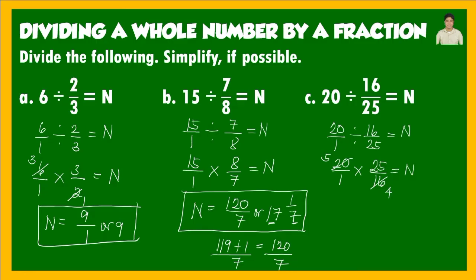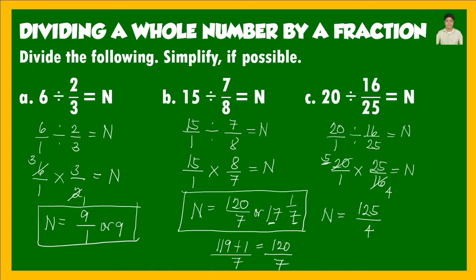So, we'll just multiply the remaining factors. So, 5 times 25 will have 125, all over the product of 1 and 4, which is 4. Now, we have n is equal to 125 over 4.